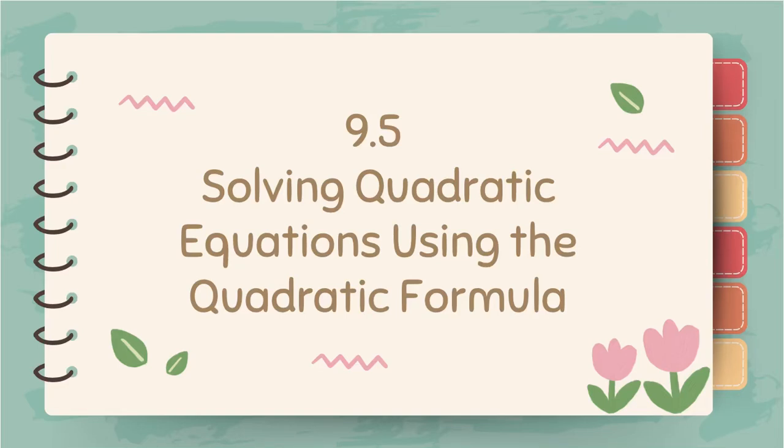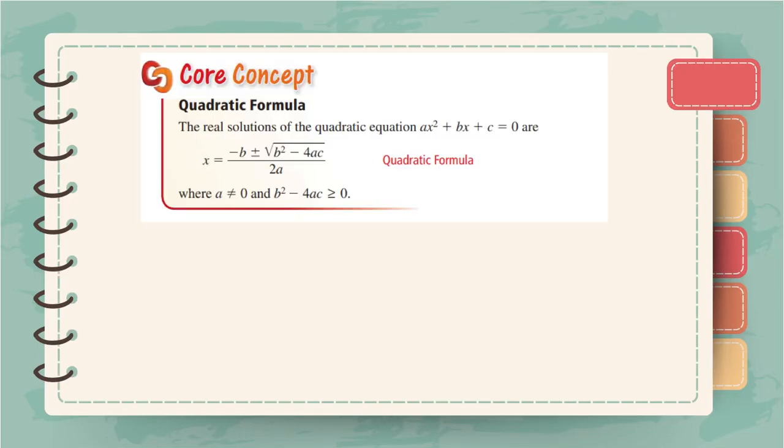9.5 Solving quadratic equations using the quadratic formula. The real solution of the quadratic equation ax squared plus bx plus c equals 0 can be found by using the quadratic formula. So we have what the equation is, and you can see we have a, b, and c within our equation. All you're going to do is substitute whatever numbers are given to you into the formula.